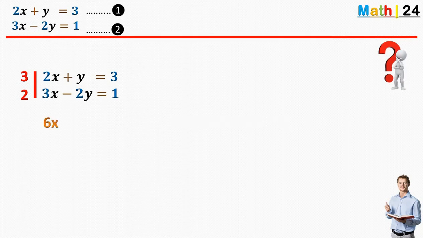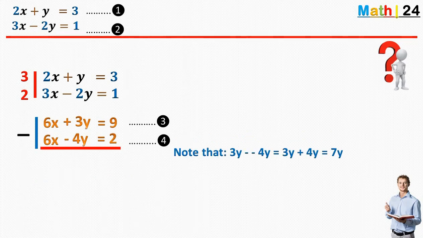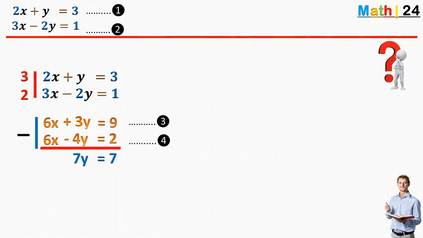3 times 2x gives us 6x, 3 times y gives us 3y, and 3 times 3 gives us 9. In equation 2, 2 times 3x is 6x, 2 times minus 2y is minus 4y, and 2 times 1 is 2, giving us two equations, equation 3 and equation 4. We now move to step 2, which is eliminating. We can now eliminate x by subtraction. So 6x minus 6x gives us 0, and 3y minus 4y gives us minus 7y, and 9 minus 2 is 7. We divide both sides by 7 and obtain 1. Thus, y is equal to 1.